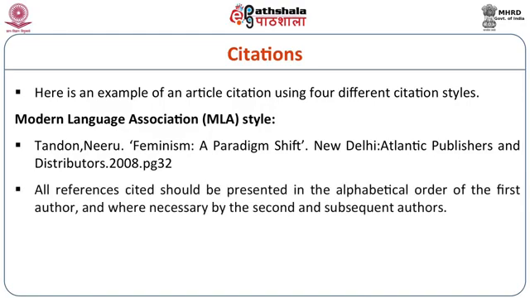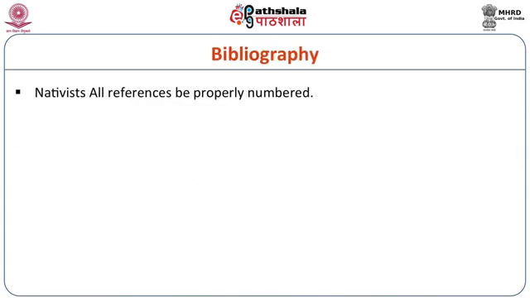All references cited should be presented in the alphabetical order of the first author. Like if there is Tandon Niru, so T will be considered as the letter. If there is some Anis, so that A will be considered, after that T will come, so it should be in alphabetical order, and wherever necessary by the second and subsequent authors. So this is just an example of the bibliography. You can see this, and then I will explain how you should go ahead.